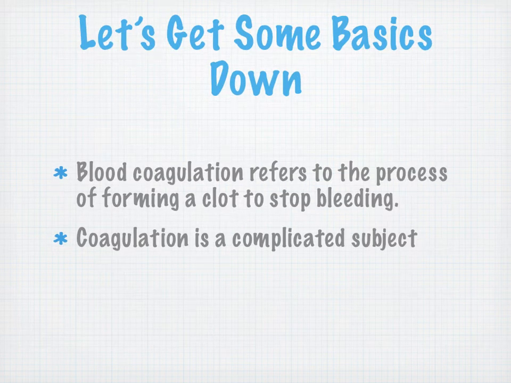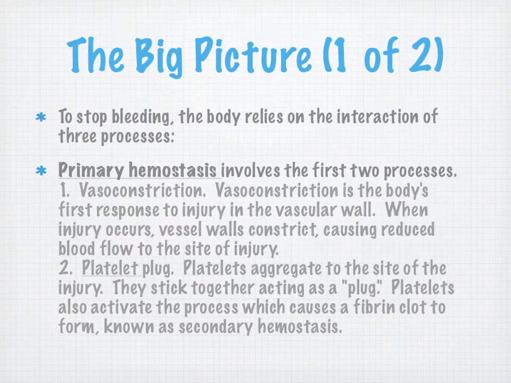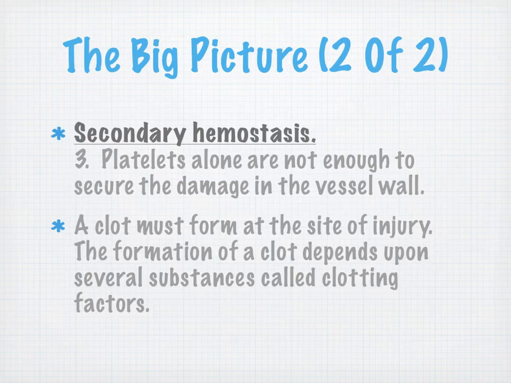So the basics. Blood coagulation refers to forming a clot to stop bleeding, and it's a pretty complicated subject, as you might imagine from all the hype. What do you have to do to stop the bleeding? You have three processes to consider. Under primary hemostasis, you've got two processes, vasoconstriction and a platelet plug, and then secondary hemostasis adds that platelets alone are not enough to secure the damage, so you have to have a clot.